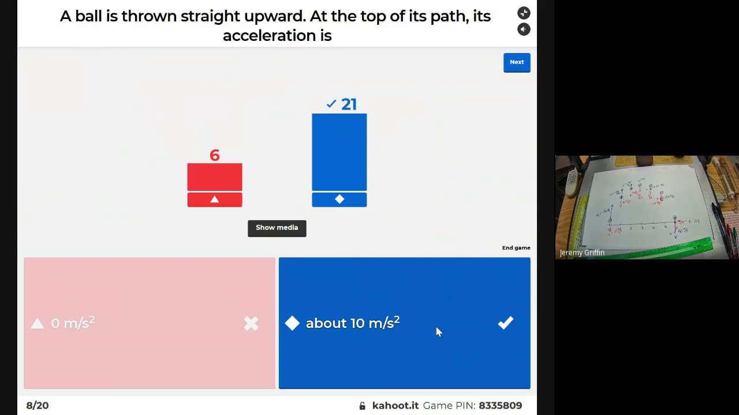Whether it's moving up, moving down, moving to the side for that matter. We haven't talked about throwing to the side yet. We'll talk about that next week. But once it's only under the influence of its own weight and there's no other forces on it, it's in free fall. It's always accelerating down 10 meters per second squared, even at the top when it's turning around.